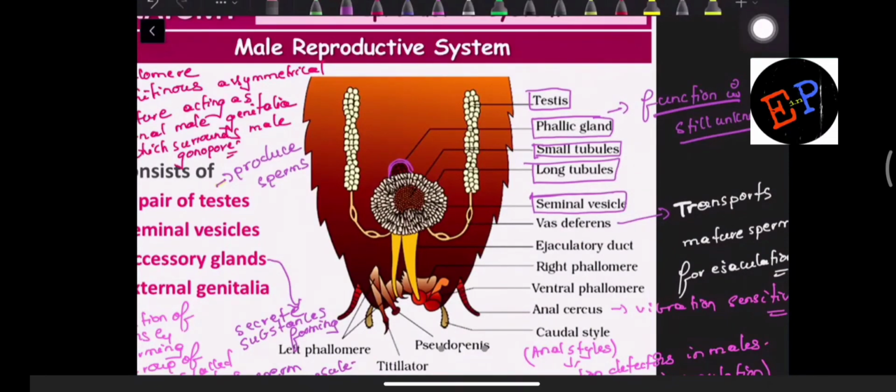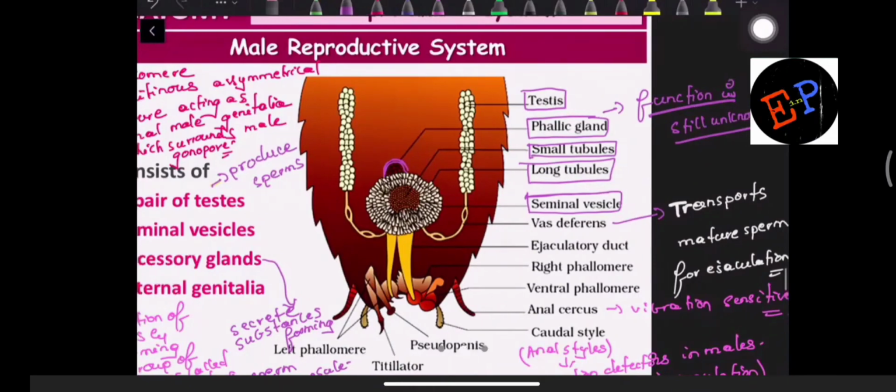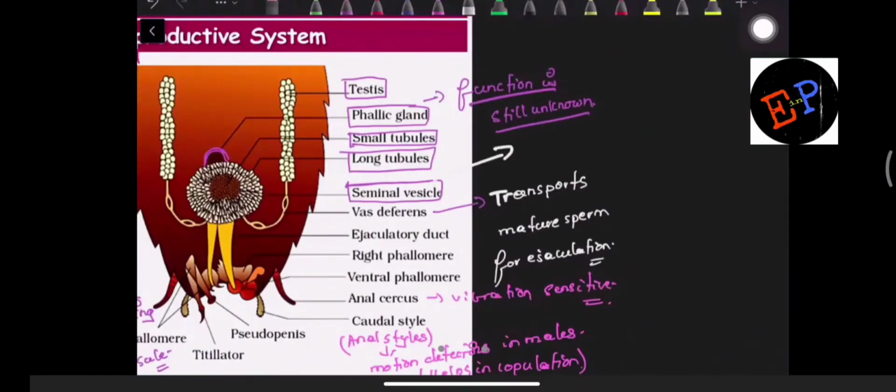Sperms should move in one particular direction, no? So that direction of sperm as well as the quality of the sperm and the protection and nourishment of the sperm is done by this seminal vesicle. Are you able to understand? I think somewhere we have studied already. If you have not studied, you can write down here.